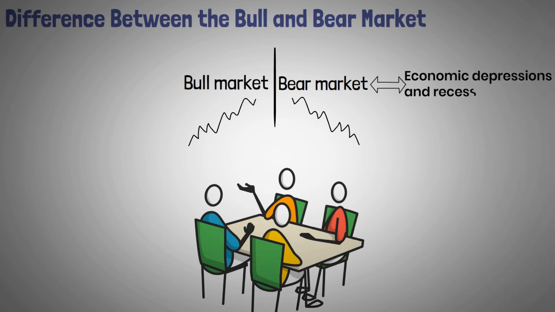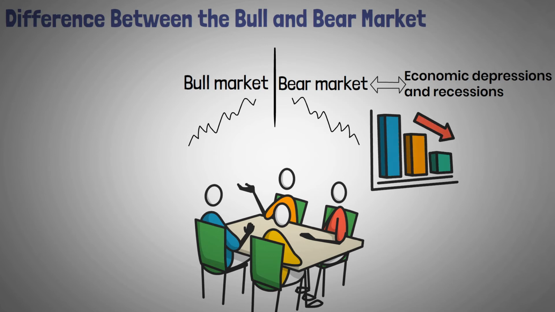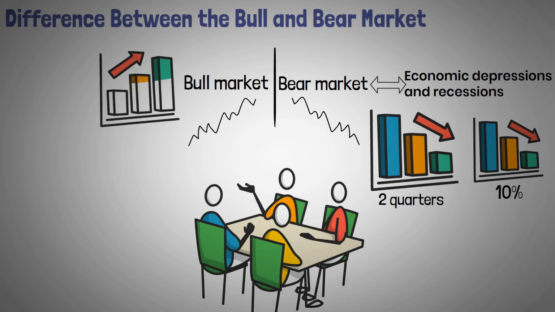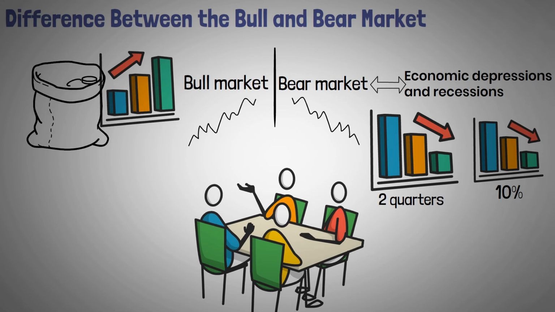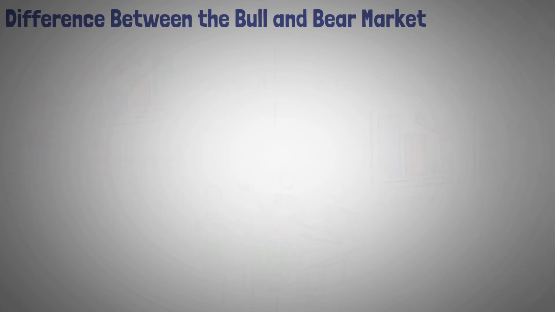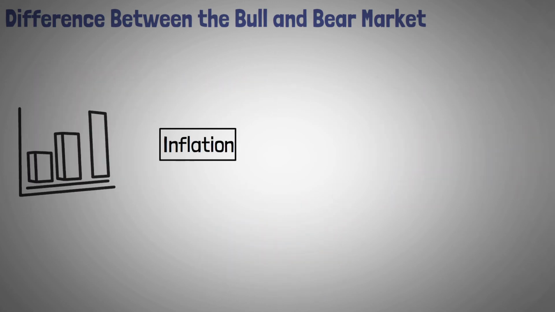Similarly, the bear market is associated with economic depressions and recessions. Recessions occur when the GDP has declined for 2 quarters, and depressions are linked with a GDP decrease of 10%. However, the bull market witnesses an increase in GDP due to the enhanced revenue of companies, leading to high employment and consumer spending. The third difference between both of these markets is inflation.